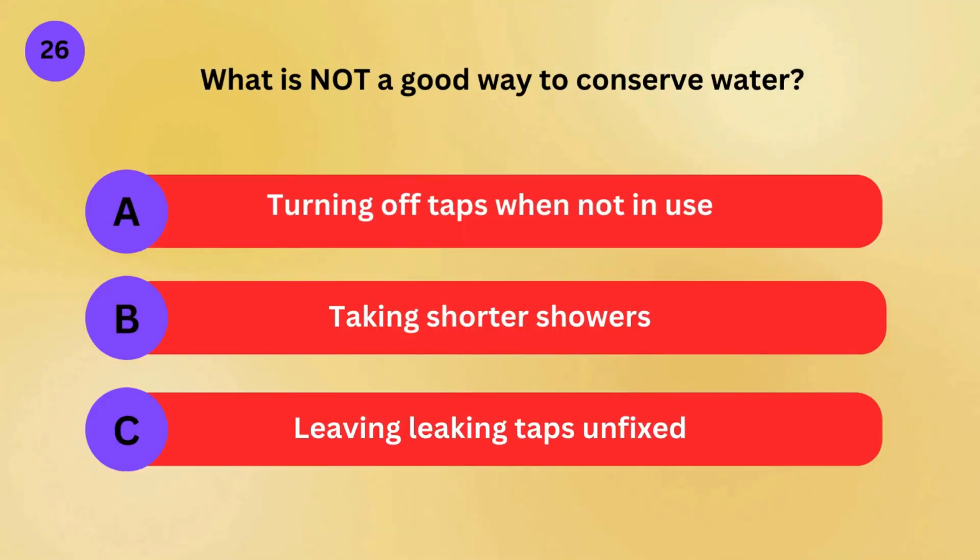Which is a good way to conserve water? Turning off taps when not in use. Taking shorter showers. Leaving leaking taps unfixed.